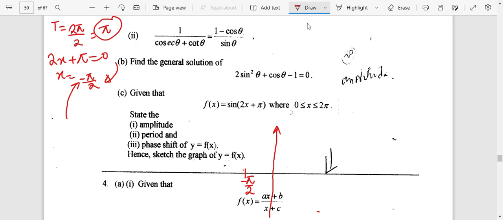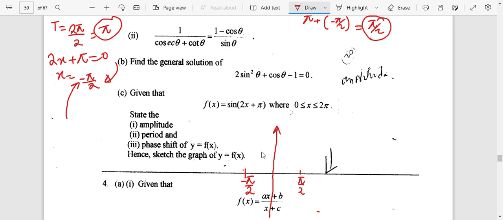You need to add the phase shift and the period. That is pi plus negative pi over 2. That is going to give you positive pi over 2. Meaning that this is where you are going to end. So I'm also going to put that pi over 2.